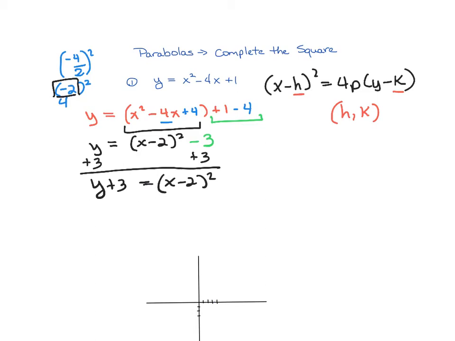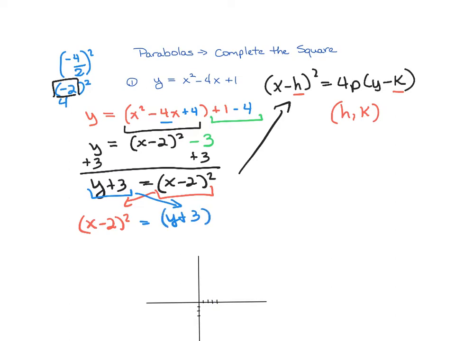Now, remember, we want our equation to look like this. So I'm going to flip-flop: I'm going to take the right side and move it to the left, and take the left side of the equal sign and move it over here. So I get (x minus 2) squared equals y plus 3. Now, notice in the vertex form equation up here, I need a 4p value. Because there's not a number there, I can assume that 4p equals 1.